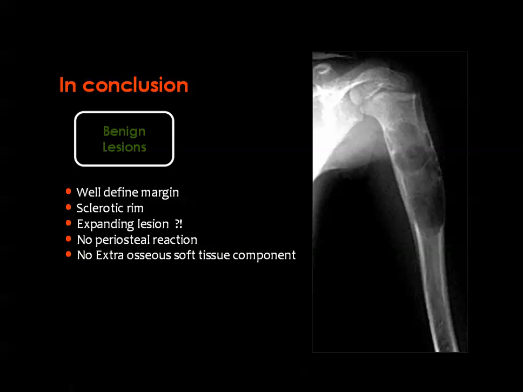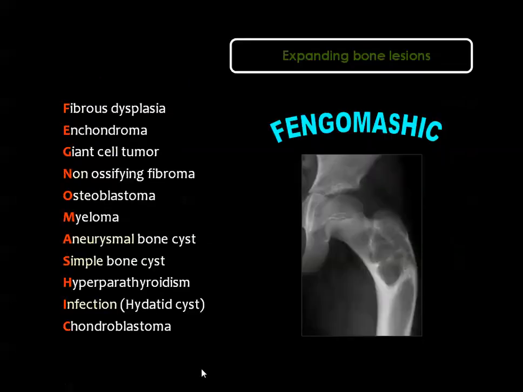Finally, the benign lesions of the bone are characterized by a well-defined margin, a sclerotic rim, and an expanding nature. And I put a question mark here because there are some malignant lesions that can show expansion, like plasmacytoma and some types of metastatic deposits. The benign lesions are not surrounded by periosteal reaction, and there is no extraosseous soft tissue component.